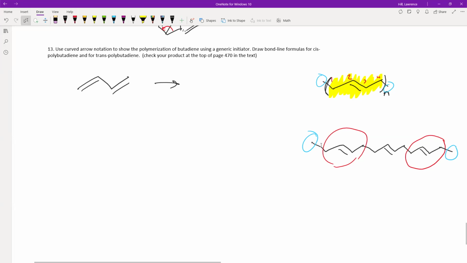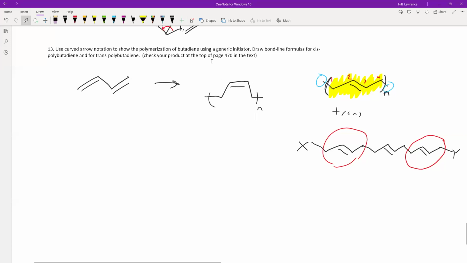Now, if you actually draw it out like this, where you show all the bonds, that would be confusing because you don't have the parentheses. So you can do something like X and Y here, just indicating that whatever your initiator was, whatever your terminating group was, they're going to be at those locations. Okay, so this is trans polybutadiene, and then cis polybutadiene will have a cis double bond. 1, 2, 3, 4, and a number of times.